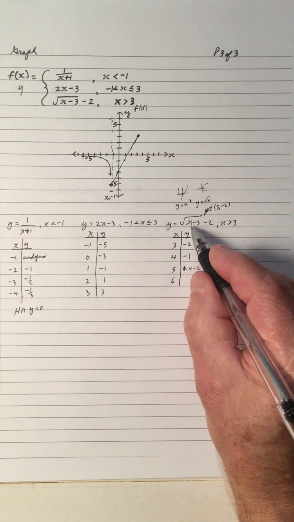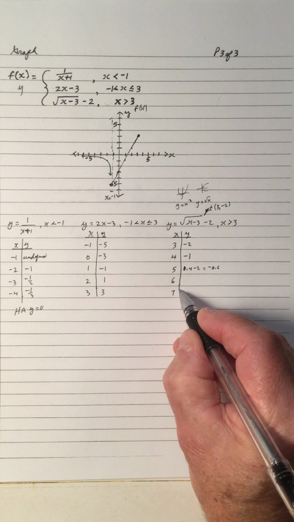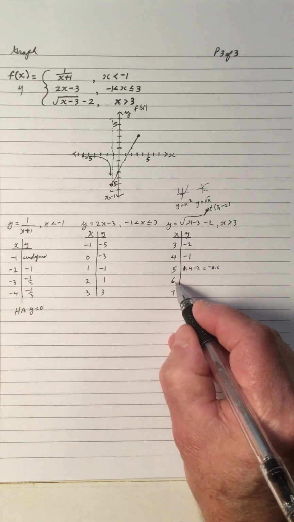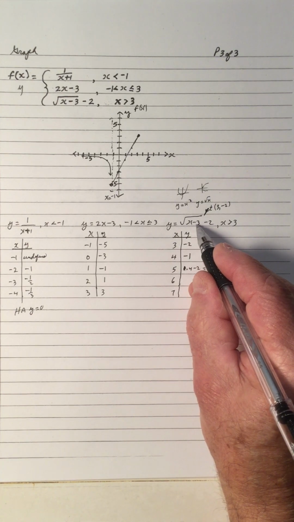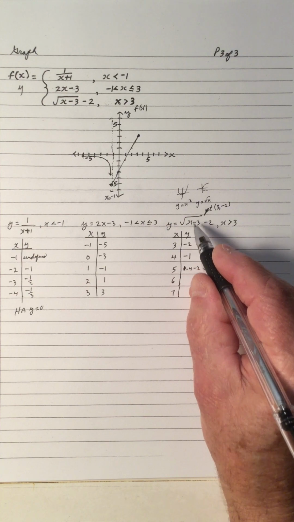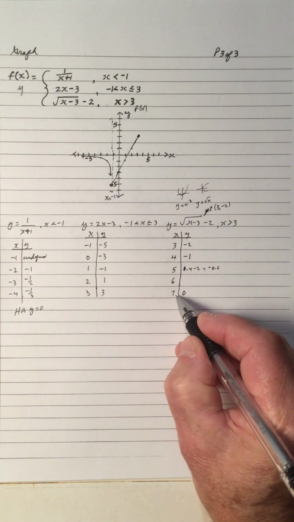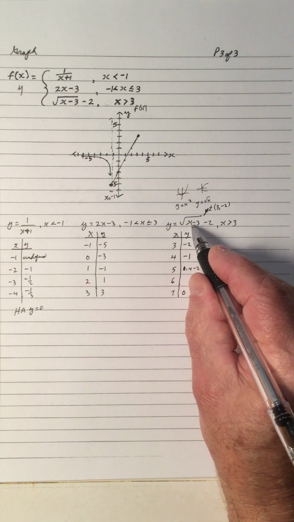Okay, I put a 6 in. Now I can keep on going, put a 7 in. Putting a 7 in is better than a 6, because if I put a 7 in, I get a 4. Square root of 4 is 2, I get a 0. So try to put in numbers that will give you perfect squares.